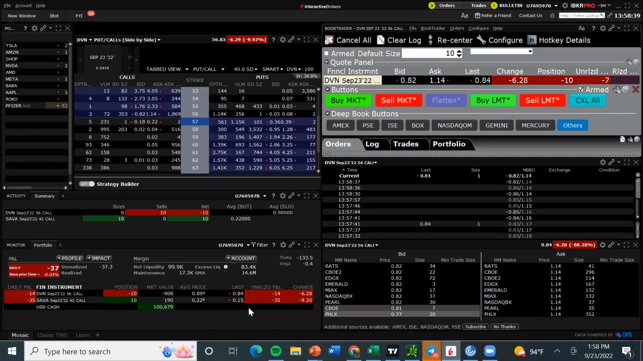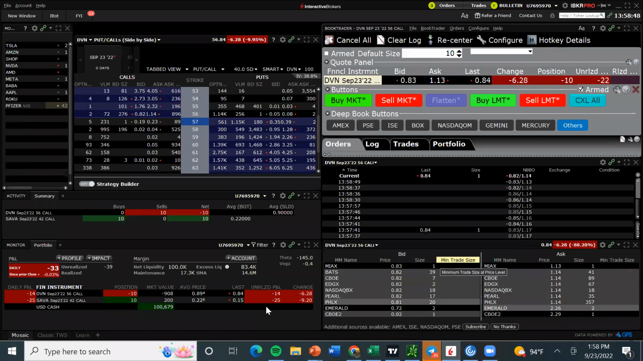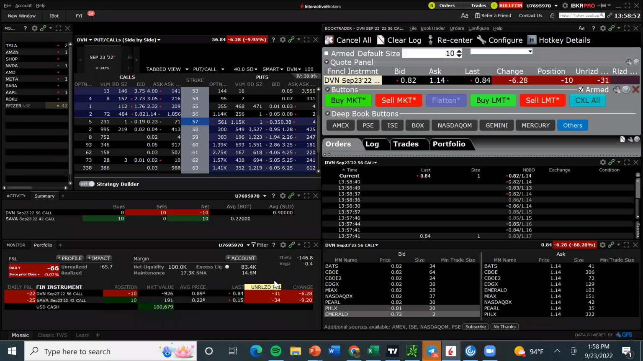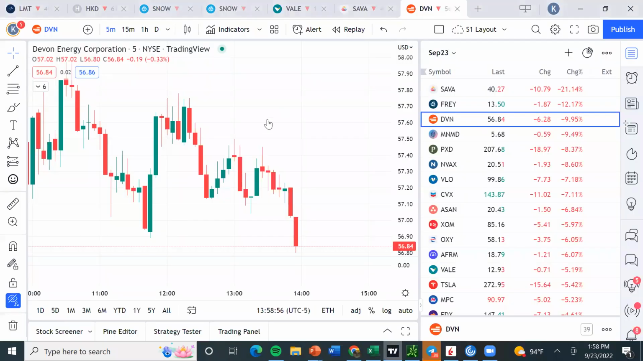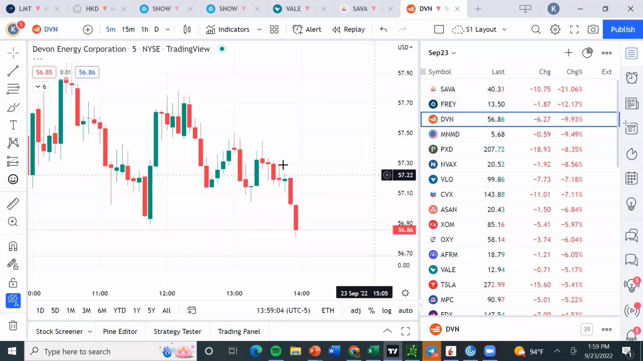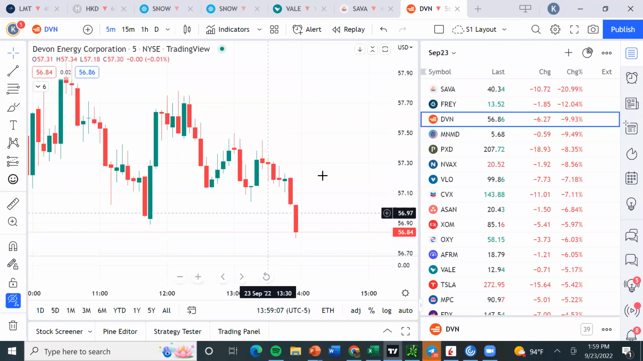Because of the bid and ask, initially you will see them in unrealized loss because you buy somewhere in between, whereas it looks at what was the bid. But if you give it some minutes, they will turn into profits. So one is we bought the Sava call, which is moving up, and then we sold the DVN calls.